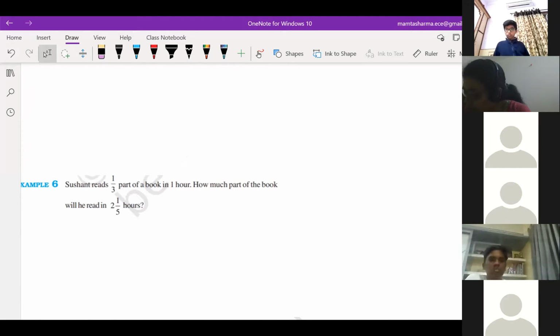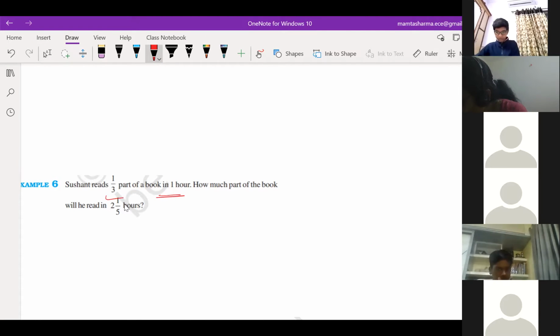Sushant reads 1/3 part of a book in 1 hour. Ma'am, I got the answer, 11 by 15. He reads 11 by 15 of the book in 2 2 by 5 hours. We should convert it to mixed fraction, which is 11 by 5, and 11 by 5 into 1 by 3 will be 11 by 15.